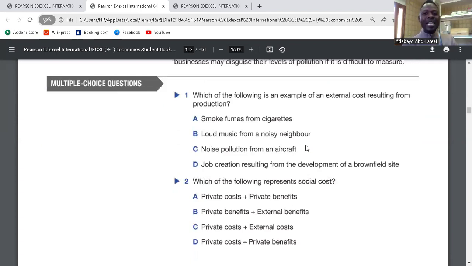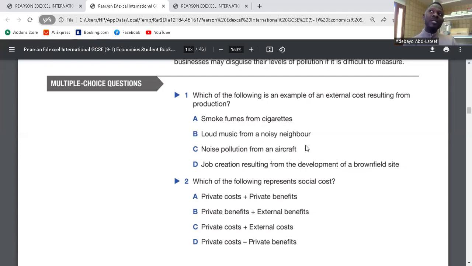Which of the following is an example of an external cost resulting from production? Noise pollution from aircraft. Example of external cost resulting from production. Let's check it one at a time. Smoke fumes from cigarettes. That is consumption. Smoke fumes from cigarettes is external cost of consumption. Do you know that? Loud music from a noisy neighbor. External cost of consumption. Noise pollution from an aircraft.